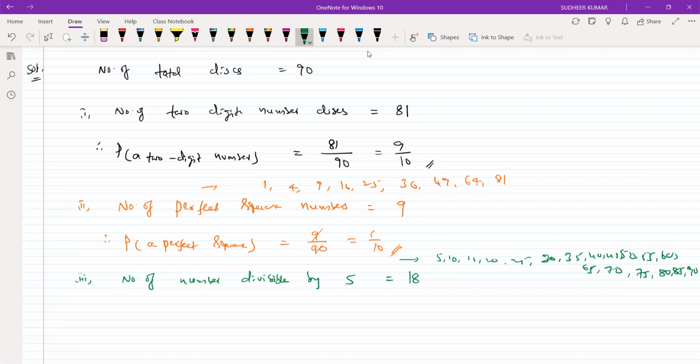So total 18. Therefore, the probability of getting a number divisible by 5 is 18 by 90. Favorable outcomes are 18 by total possibilities are 90. That is 1 by 5. That's it.